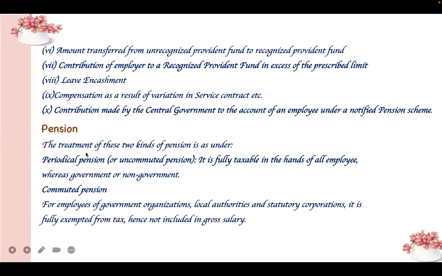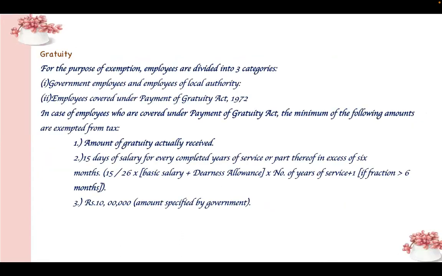And pension. The treatment of these two kinds of pension is as follows: periodical pension and commuted pension. Periodical pension is fully taxable in the hands of all employees, whereas commuted pension for employees of the government, local authorities, and statutory corporations is fully exempt from tax, hence not included in the gross salary.